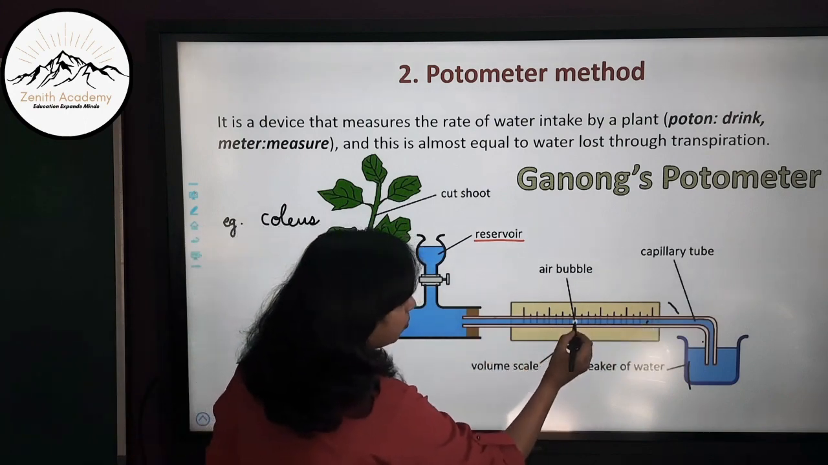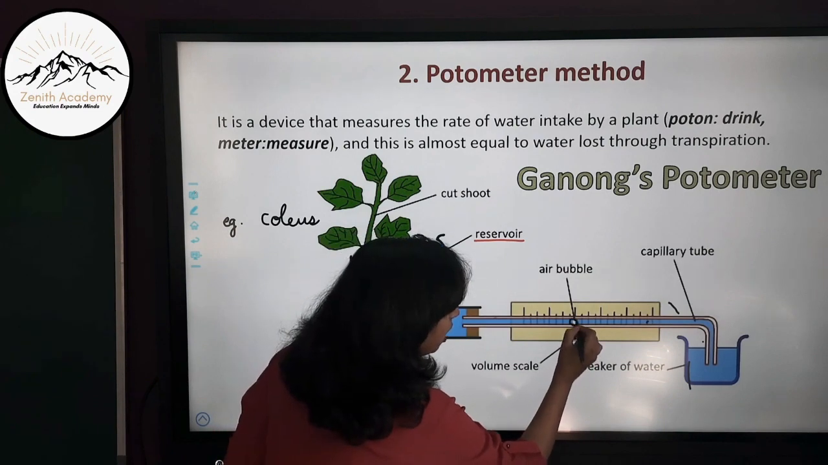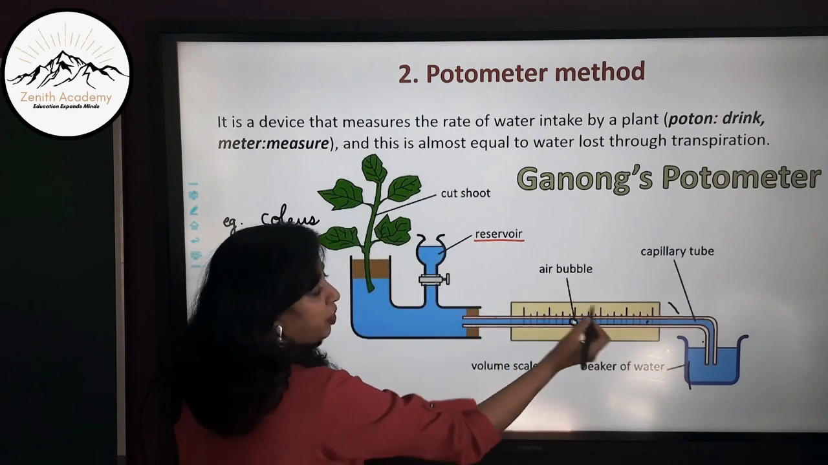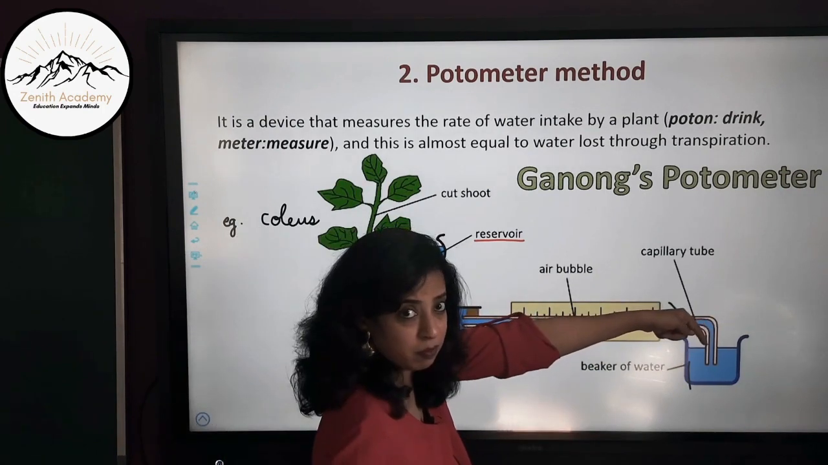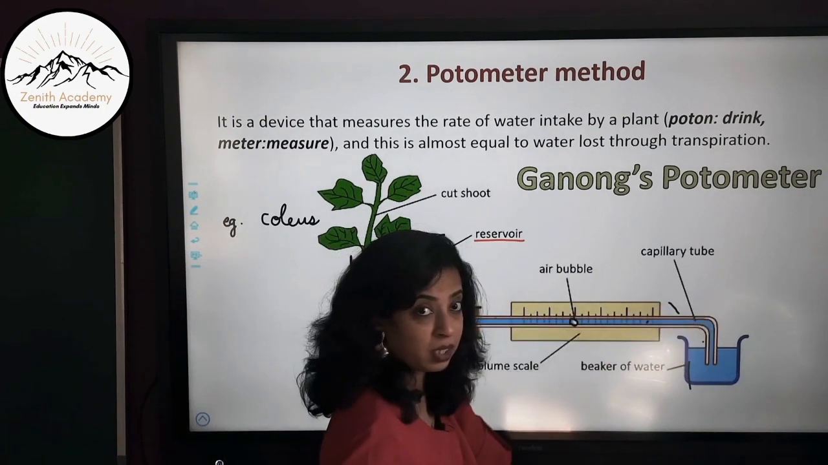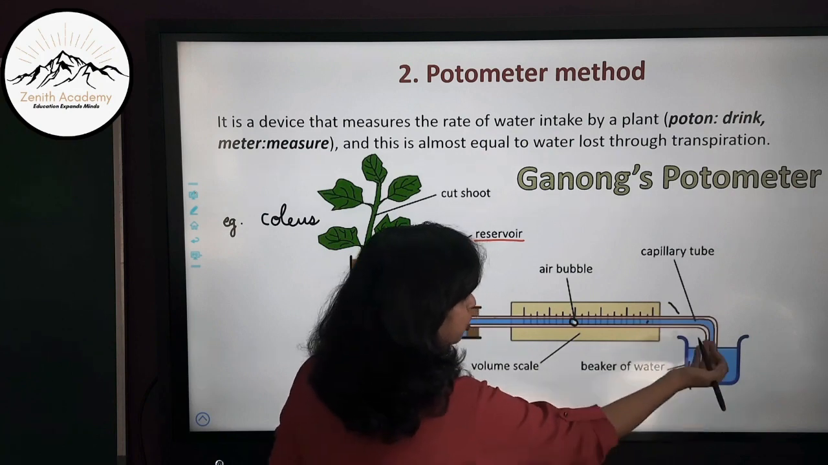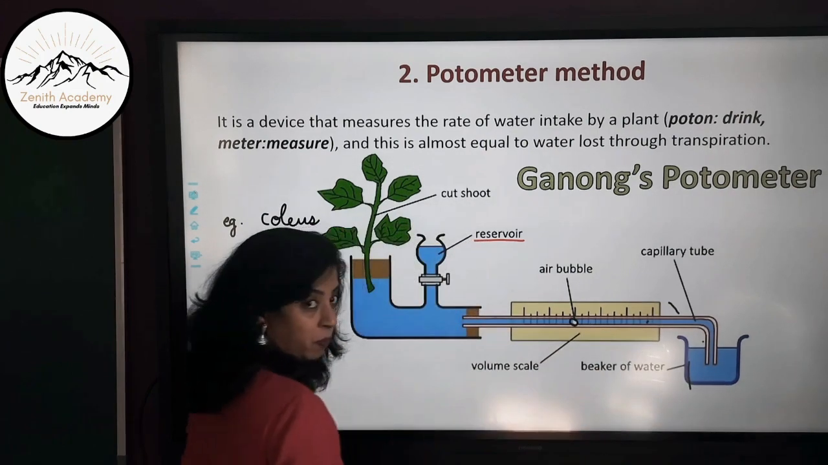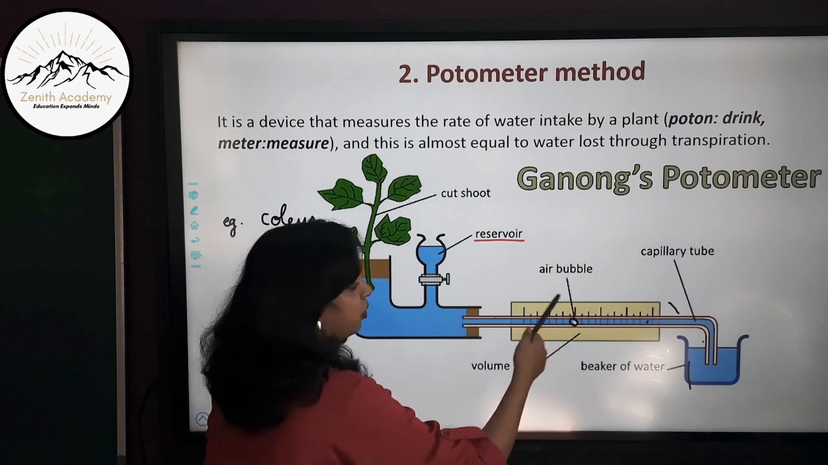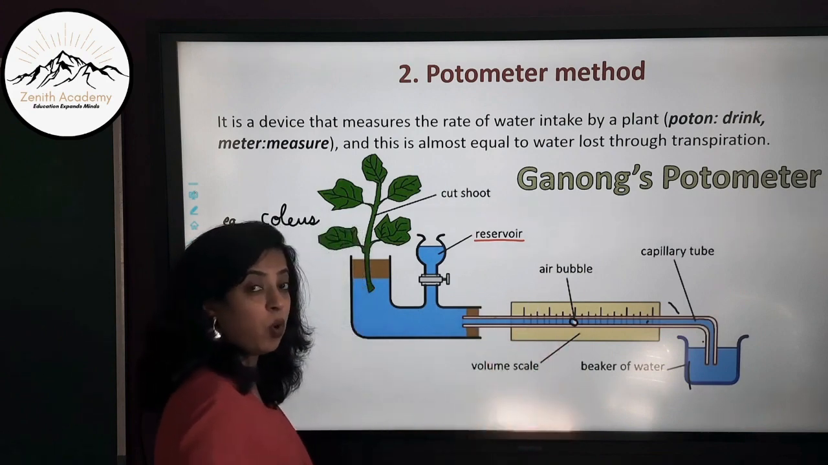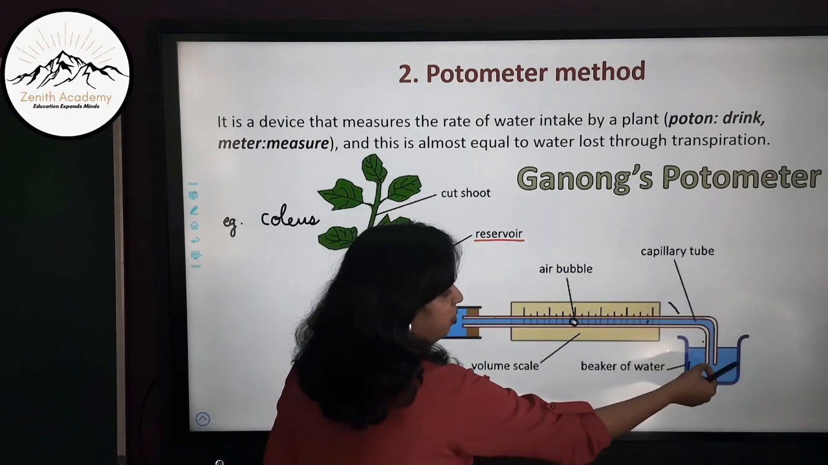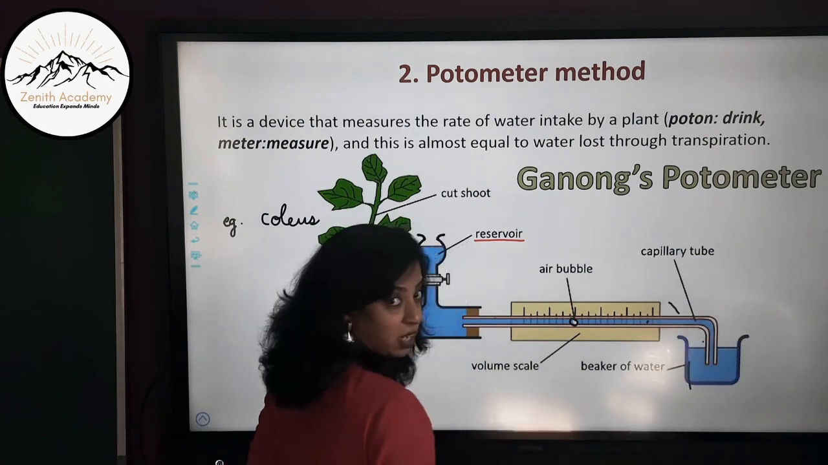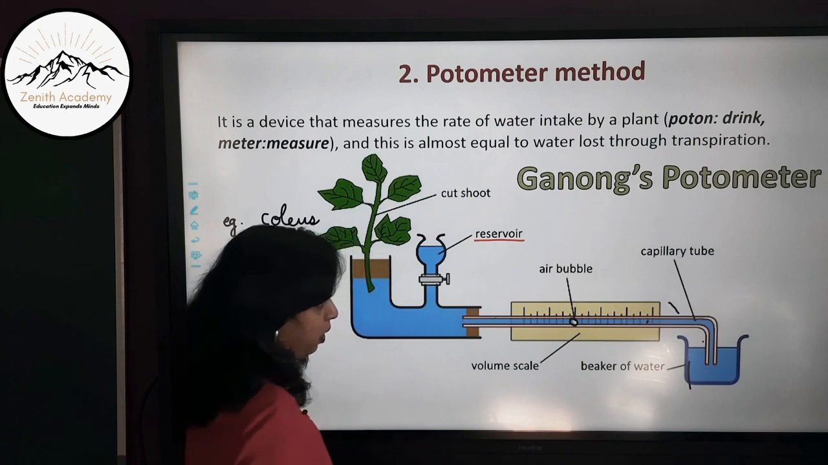Can you see this small air bubble? This air bubble is introduced in this tube by lifting it for a second and then dipping it in water again. When you lift it, due to suction, the air bubble will come in. You have to be very careful in introducing the air bubble because we want only one air bubble, not many. So just lift it for a fraction of a second and insert it again in water to insert an air bubble here.